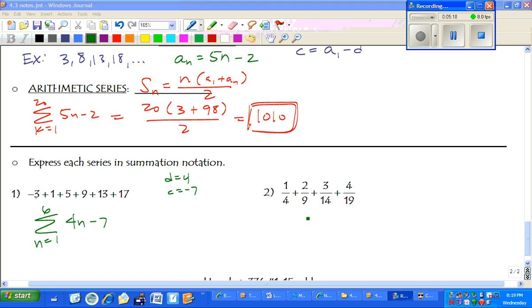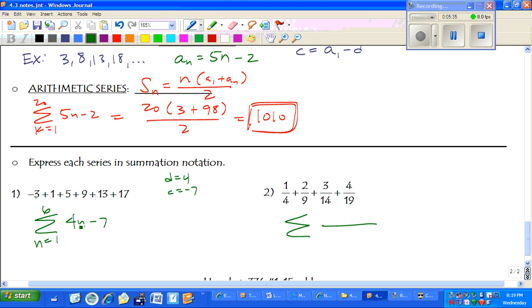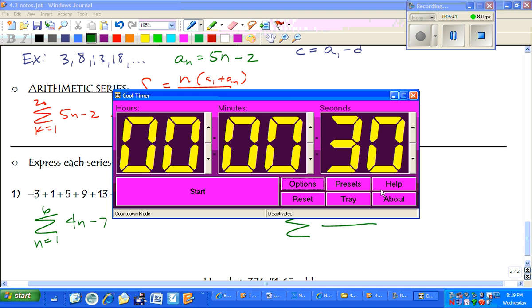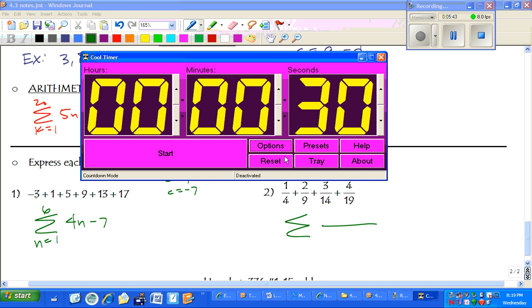Now, for number 2, to help you get started, it looks more complicated, obviously, but break it down. Look at the top. The numbers in the top, those numerators, are all an arithmetic sequence. Then look at the bottom. There's an arithmetic sequence there. So basically, we do what we did here, only we've got to do one for the top and one for the bottom. So I'm going to give you 30 seconds to try that one.